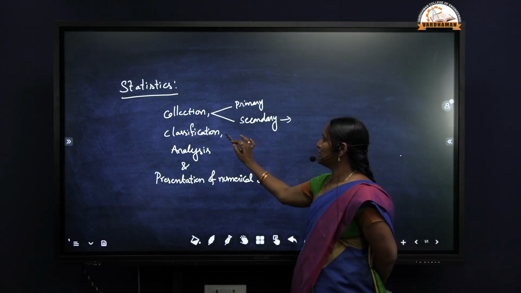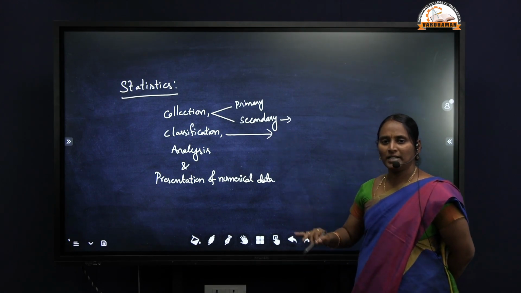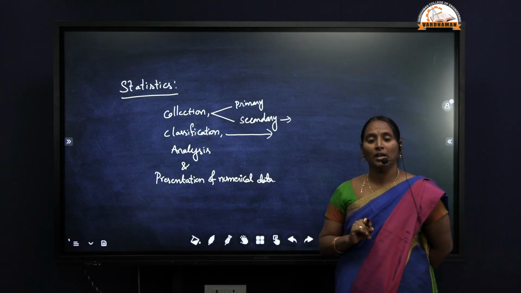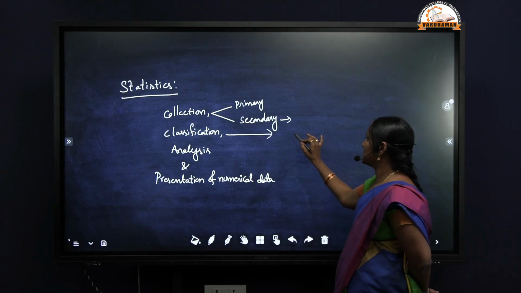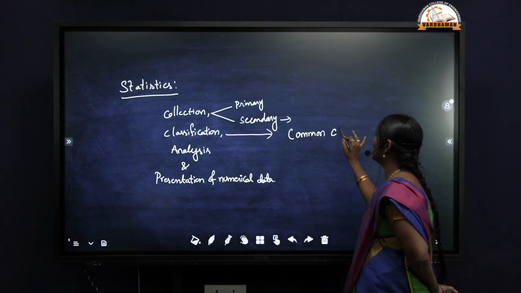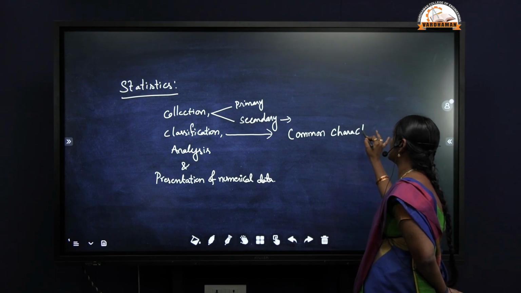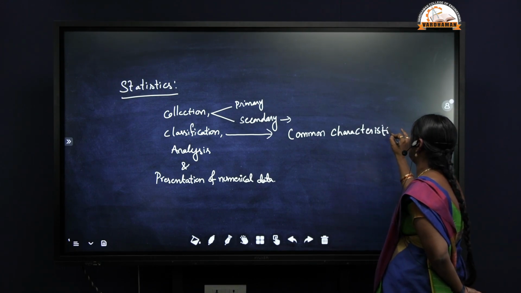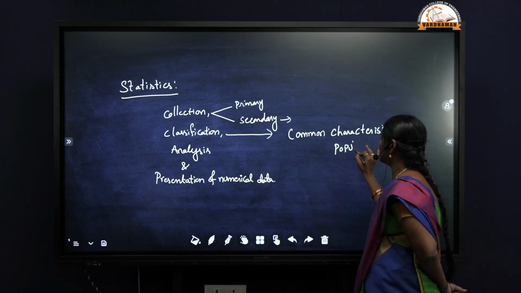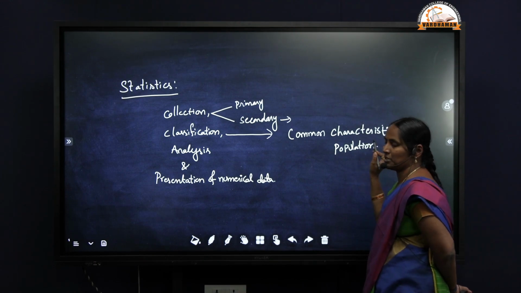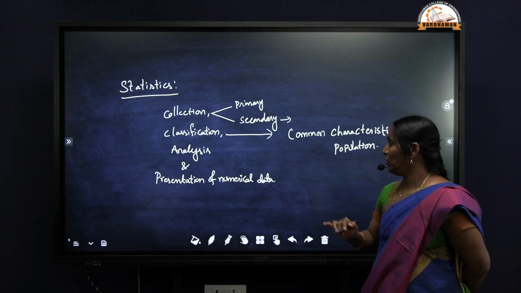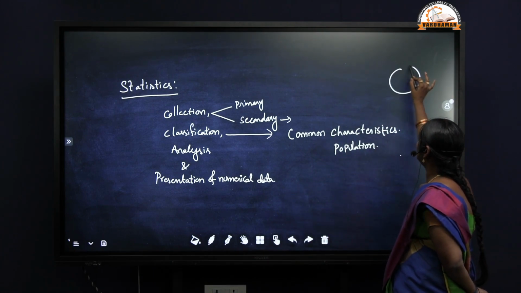Now let us see the concept of classification. Classification means arranging the data into groups or classes according to their common characteristics. Let us see an example of classification. Suppose we are going to define the concept of a population. A group of individuals we call a population.